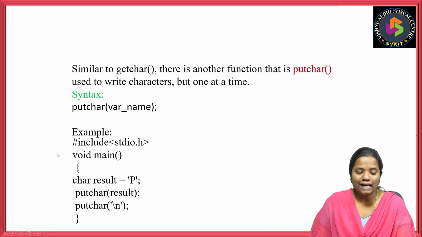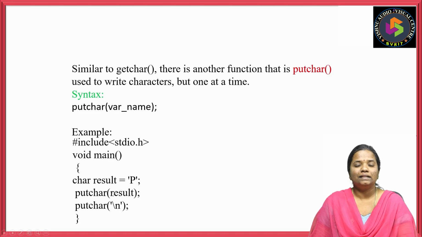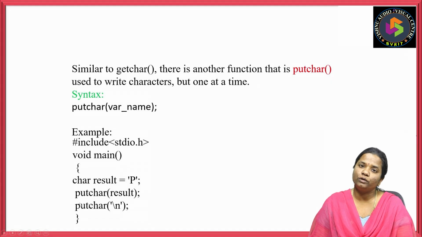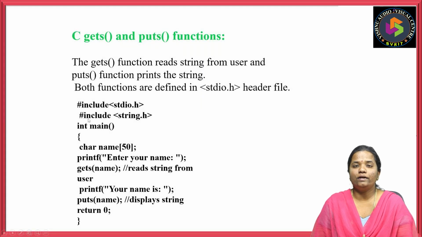If you observe the example of this program, I am taking the support of the character data type along with the variable name result. I assigned p value to my result. For example, if I am willing to print this value on the screen, there I am taking the support of the putchar function.